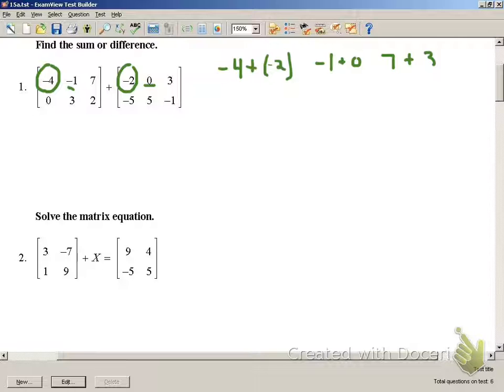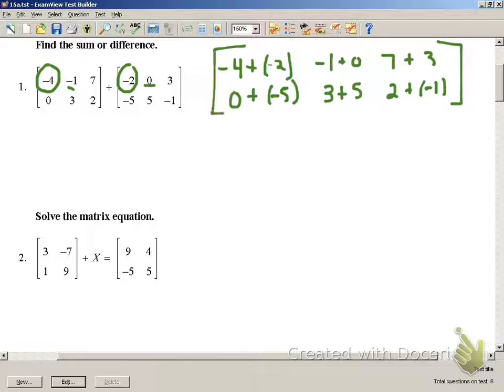That's my first row. My second row would be 0 plus a -5, 3 plus 5, and 2 plus a -1. I complete all of those operations and I will get my solution.